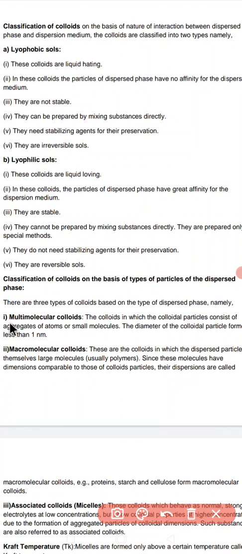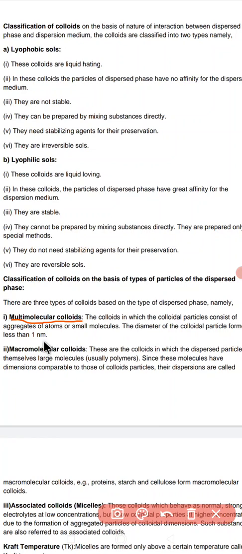Here, they are again of three types. The first one is called multimolecular colloids. What is a multimolecular colloid? The colloids in which the colloidal particles consist of aggregates of atoms or small molecules. The diameter of the particles is less than 1 nanometer. That is called multimolecular colloids.